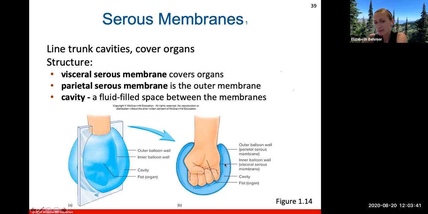And this space can sometimes be filled with fluid when it's surrounding organs to help with protection, or with friction if the organ were to be moving, or it could be filled with air. So your lungs have this cavity around them and your heart also does. So these are serous membranes.